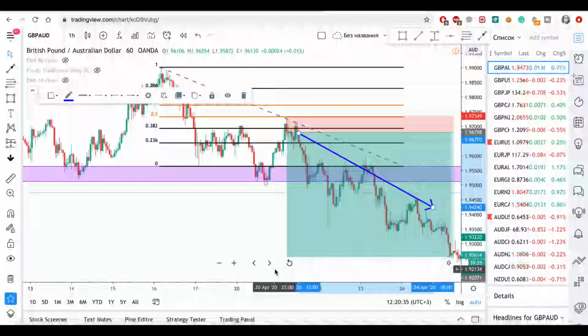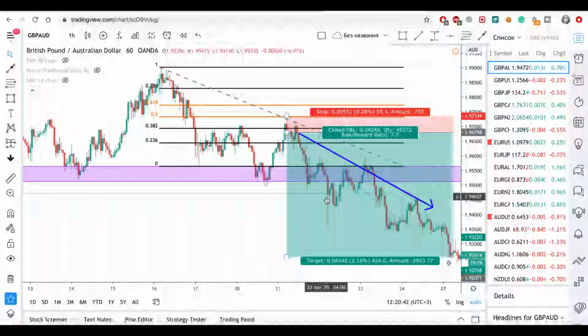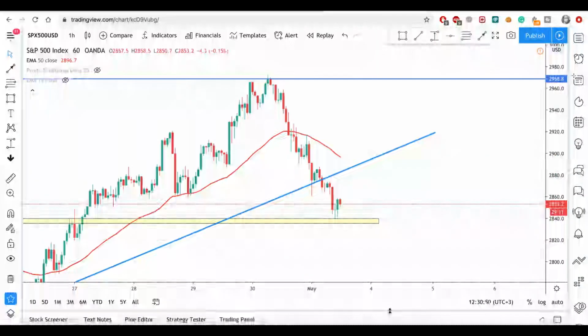But let's put our Fib trading to a higher level. We can do this by combining our Fib rejections with other factors, such as support and resistance rejections or 50 EMA rejections. So let's do this on an example.